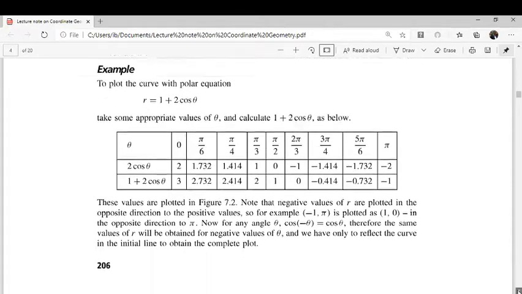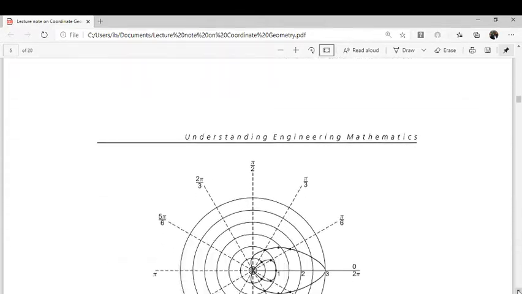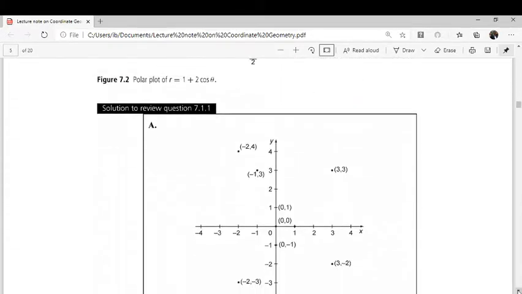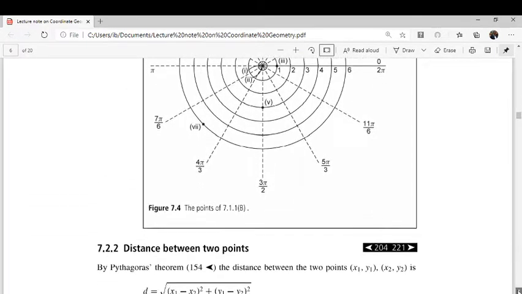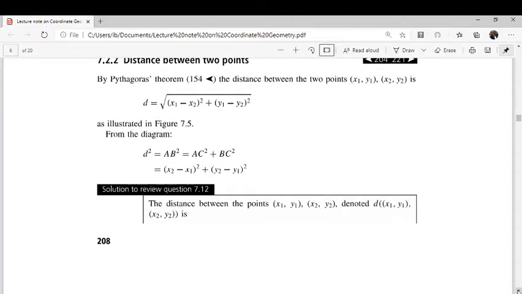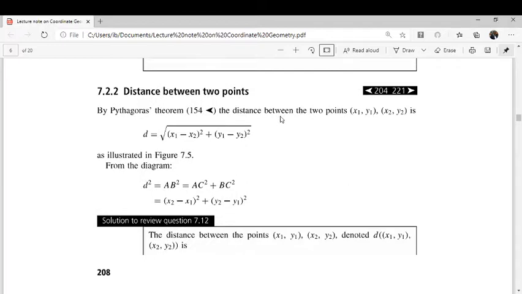Now, I will not bother to explain the polar equations because I don't need that so much, it's just in the material I'm using. But let me go to the first one I want to explain, which is the distance between two points.